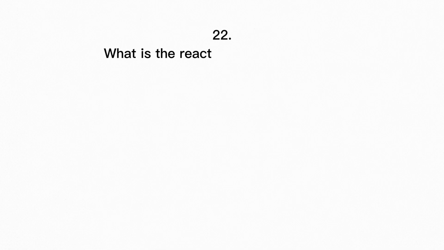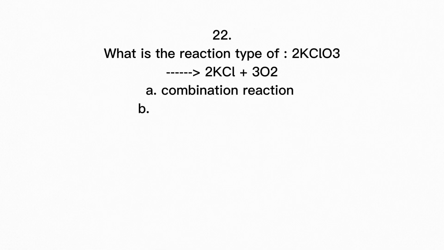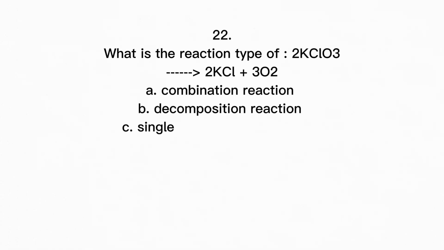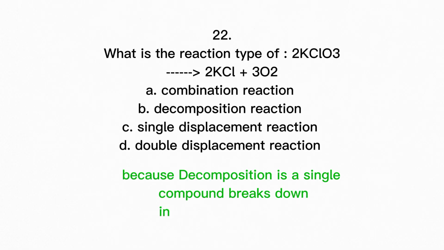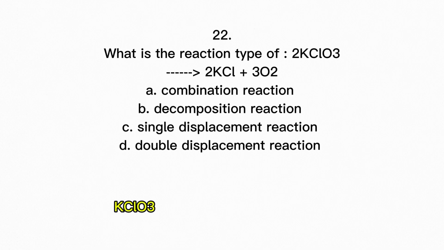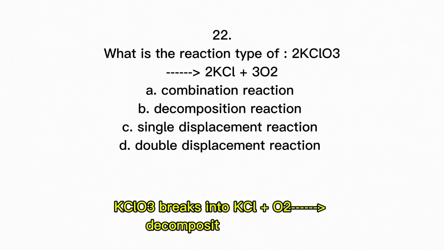Question 22. What is the reaction type of potassium trioxochlorate giving potassium chloride plus oxygen gas? A. Combination reaction, B. Decomposition reaction, C. Single displacement reaction, D. Double displacement reaction. What is the answer? The answer is B. Ask me why. Because a decomposition reaction is when a single compound breaks down into simpler substances. We can see that potassium trioxochlorate breaks into potassium chloride plus oxygen gas. That's the decomposition reaction.